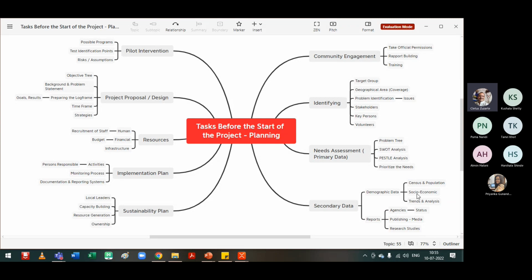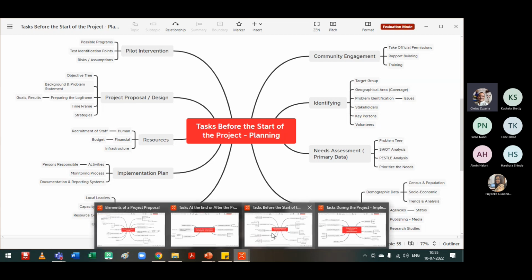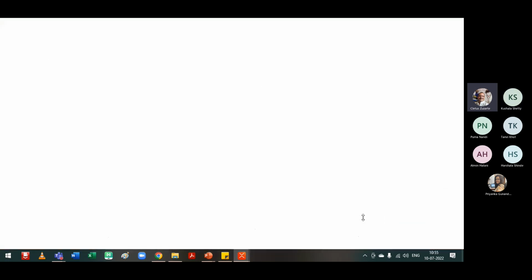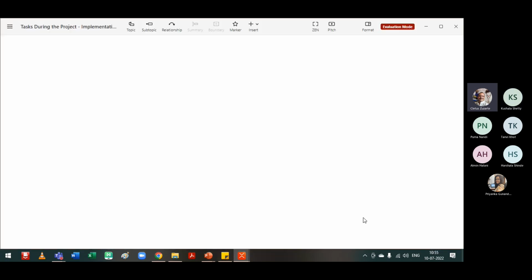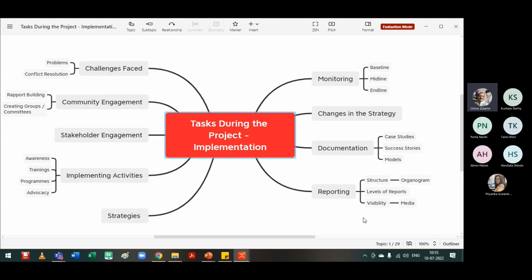So I was talking to you about the points of the task before the start of the project. Now I shall take you to another part, that is during the project. So what do you do during the project? During the project, you will take the implementation plan and work out the details of that plan. So you will be looking at constant engagement with the community.